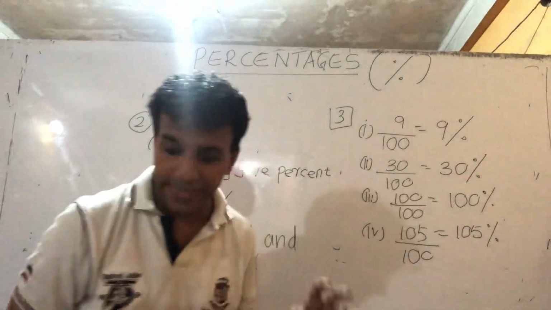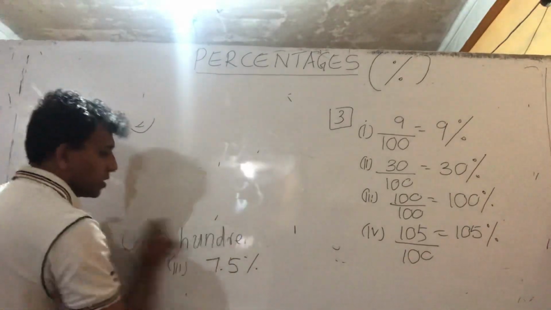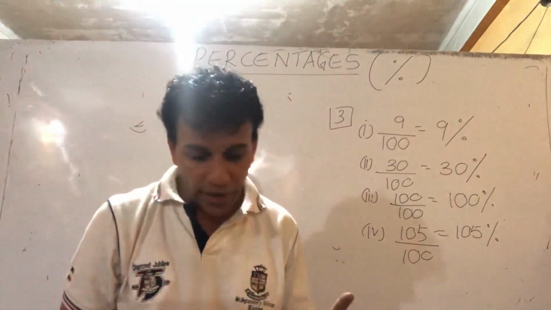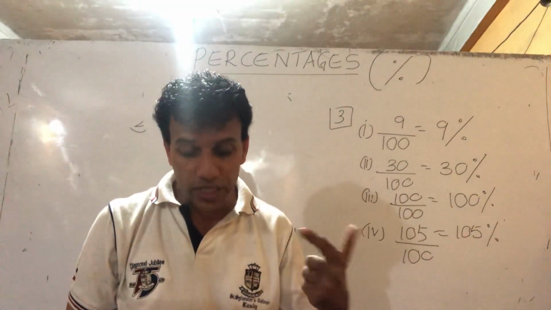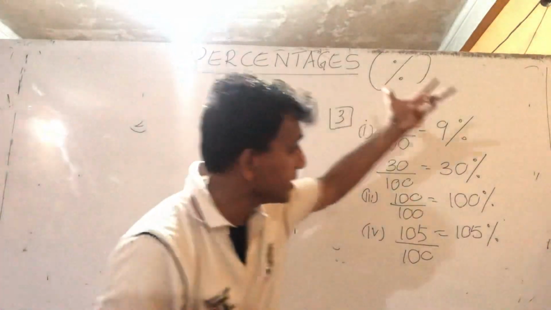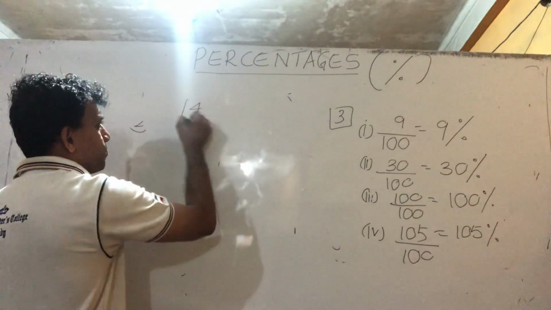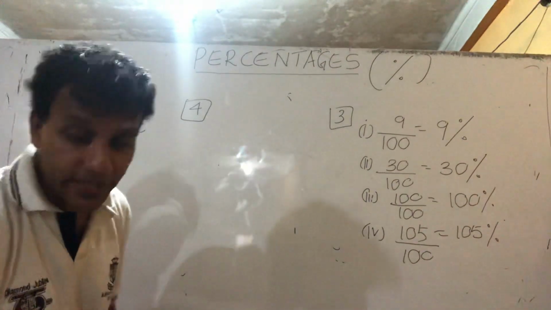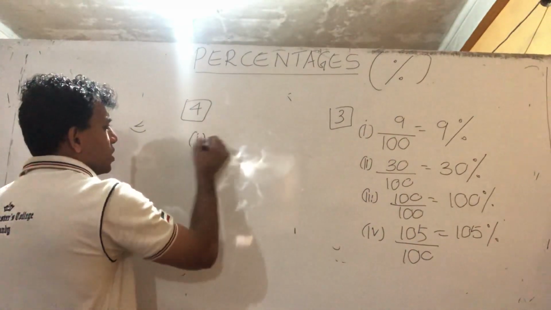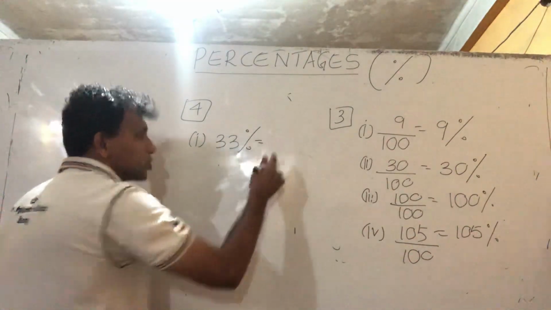105% is the idea. So I hope you clearly identify this method. Now see the last part, question 4, fourth type problem here. Write the fraction corresponding to the percentage given below. So fourth problem, the first part, 33%. So write the fraction.